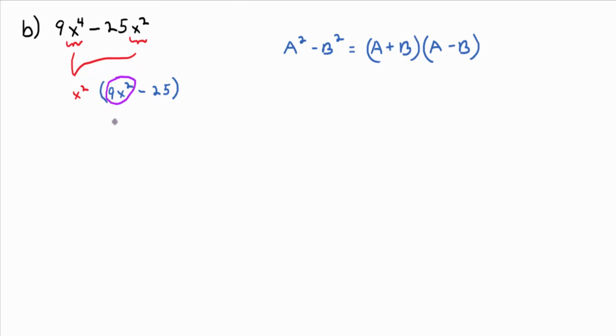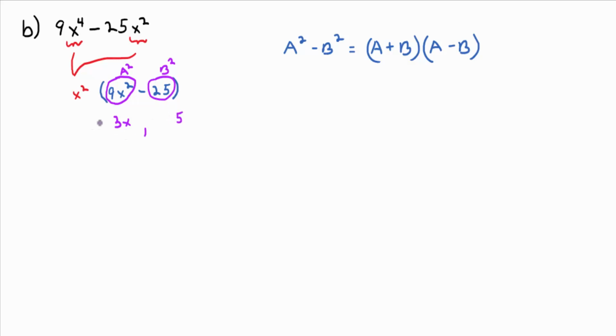So what's a? Well, a is going to be the square root of that. So what can you square to get 9x squared? Well, that's going to be just 3x. So that 9x squared is a squared, and this 25 is b squared. So what can you square to get 25 is your question. That's what will get you b. Equivalently, you could just think of the square root of 25. Either way, you get b is equal to 5.